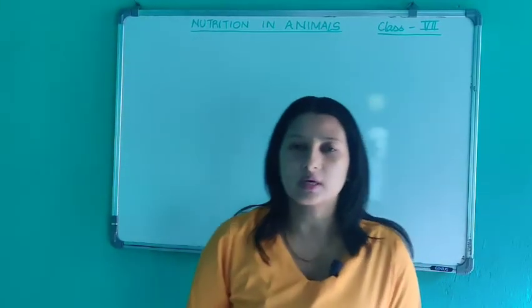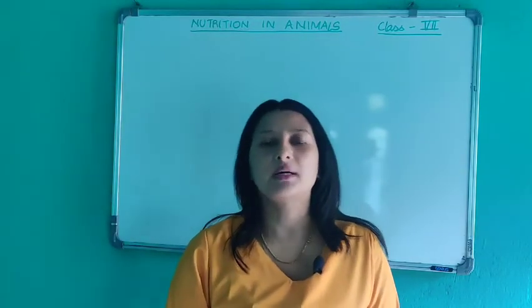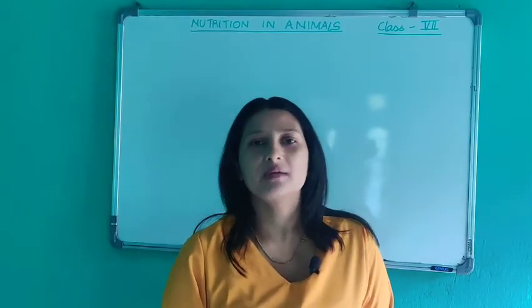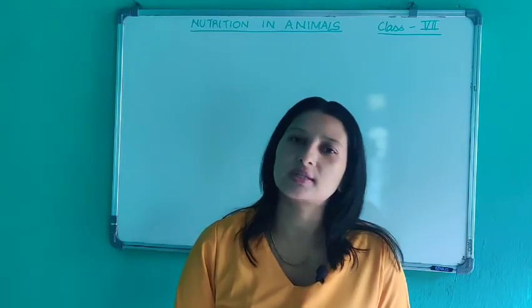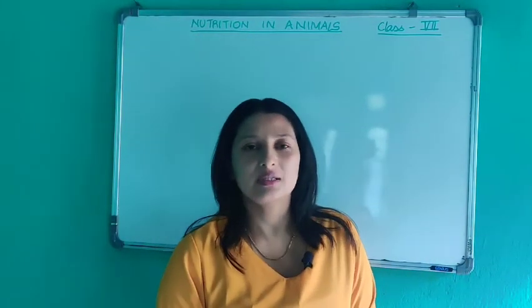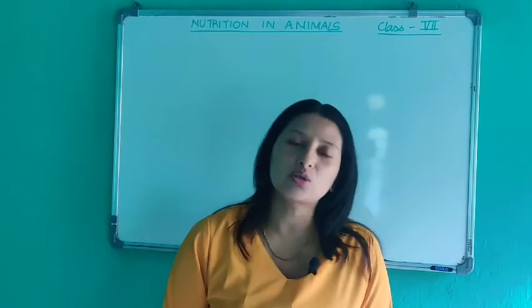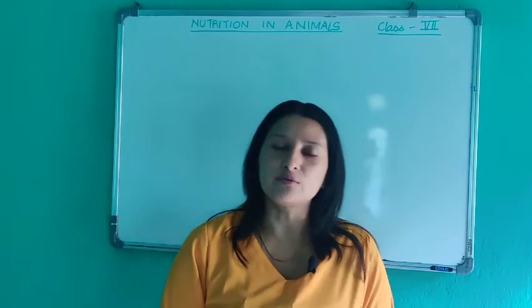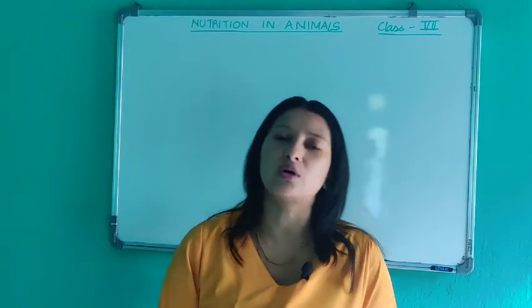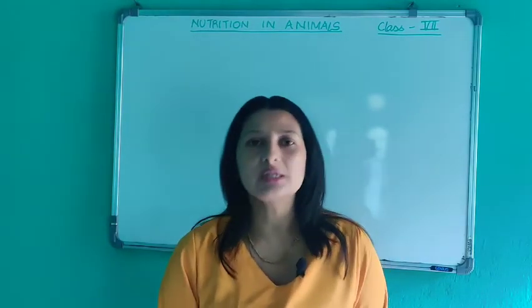In the last class we were studying about the parts of alimentary canal. There are 6 parts of alimentary canal: the buccal cavity or the oral cavity, esophagus or food pipe, stomach, small intestine, large intestine and anus. In the last class we studied about the small intestine, and we studied that in the small intestine complete digestion of food takes place. Also in the small intestine, absorption of food takes place. Absorption means the digested products are passed through the walls of the small intestine into the blood vessels. That process is called absorption.